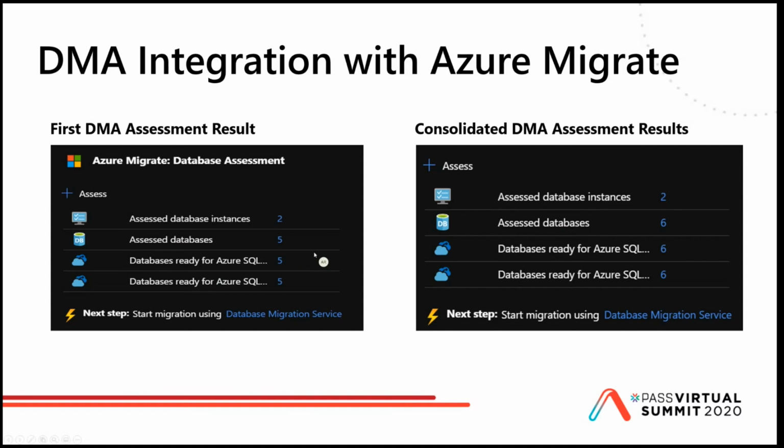And as you do multiple assessments of your on-premise environment, those results will continue to accumulate in Azure Migrate. So in this case, we did another assessment of another database on the same instance. So now you can see the count increased by 1. We had 5 databases before. Doing another assessment added another database in the report.